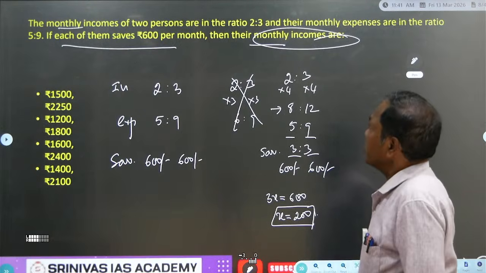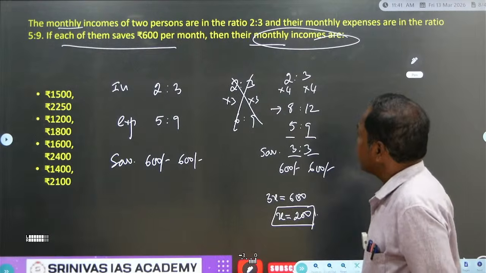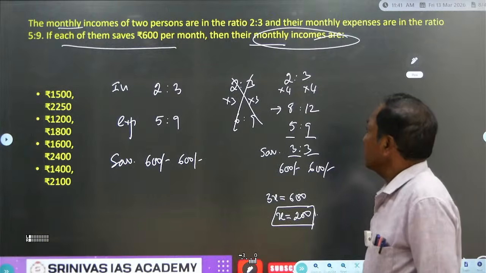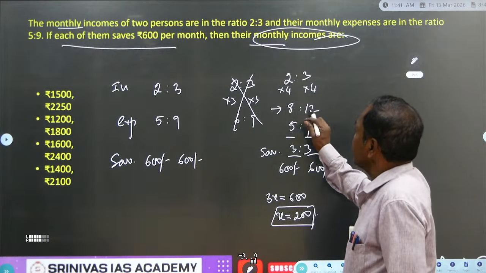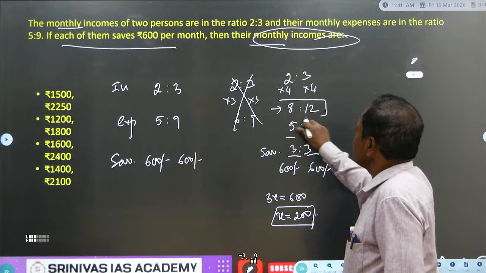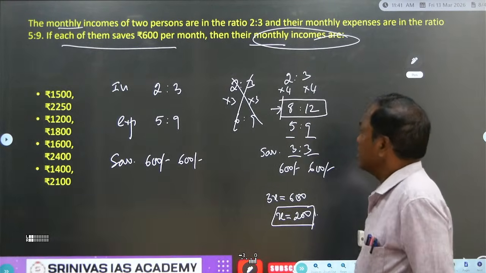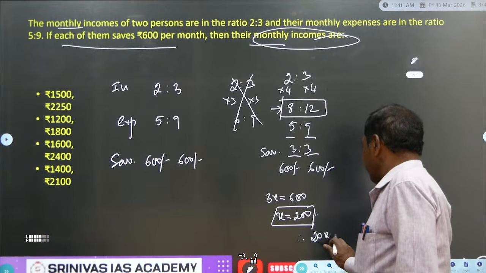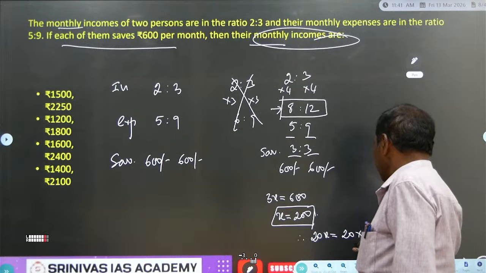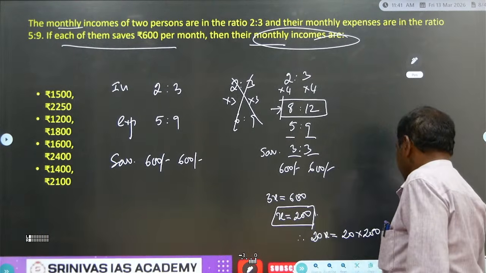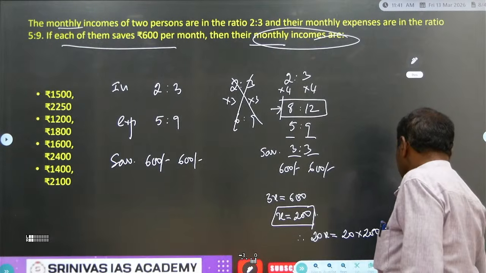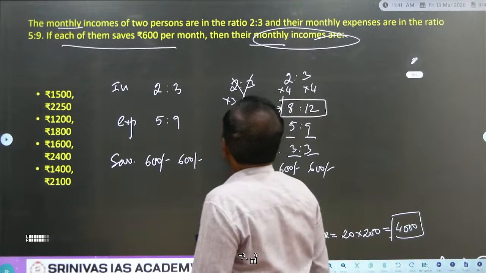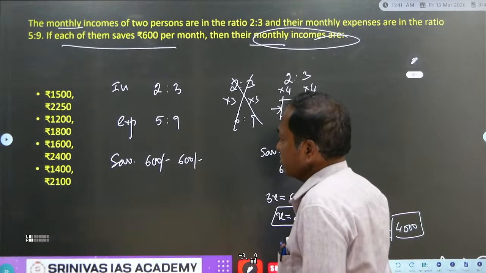The x value is 200. What are their monthly incomes? Which ratio do you take? You cannot take 2:3, but you take the new ratio 8:12. So 20x equals 20 into 200, which is 4,000, the total of their monthly incomes.